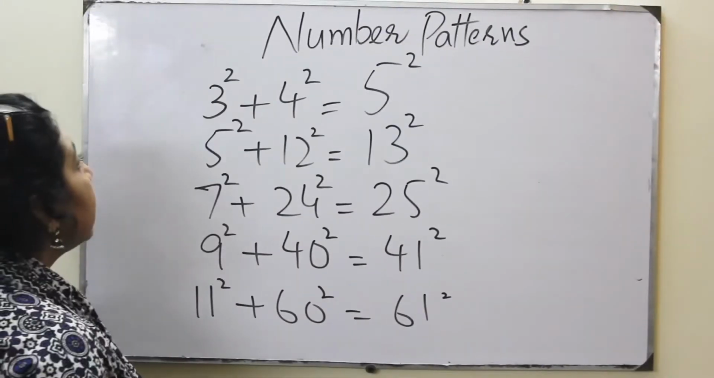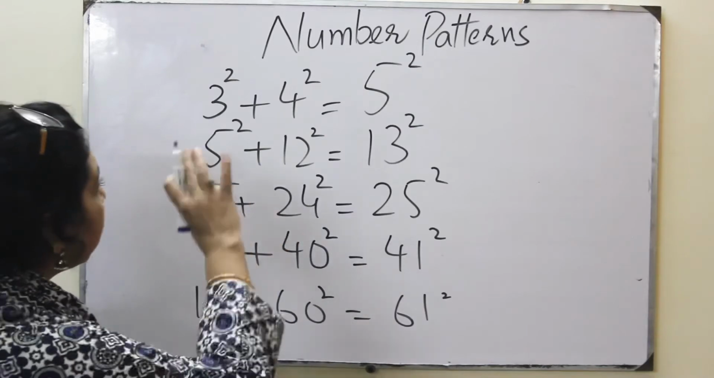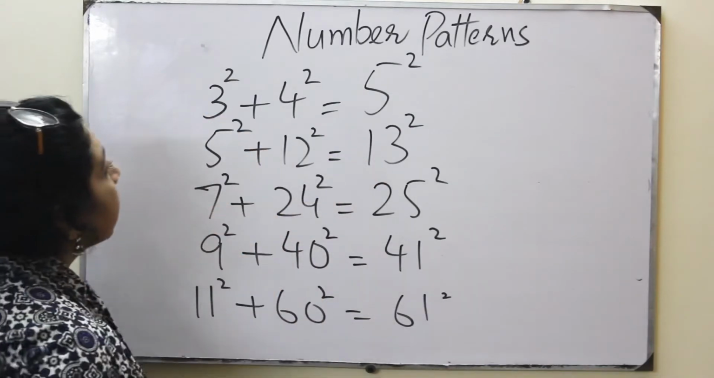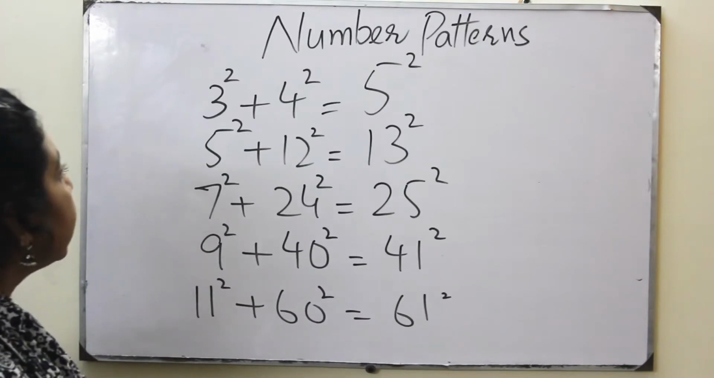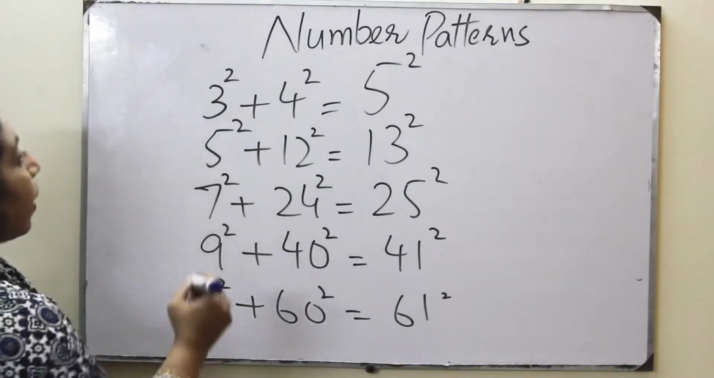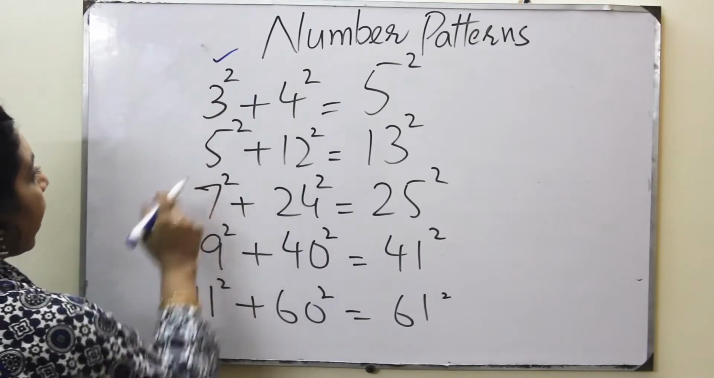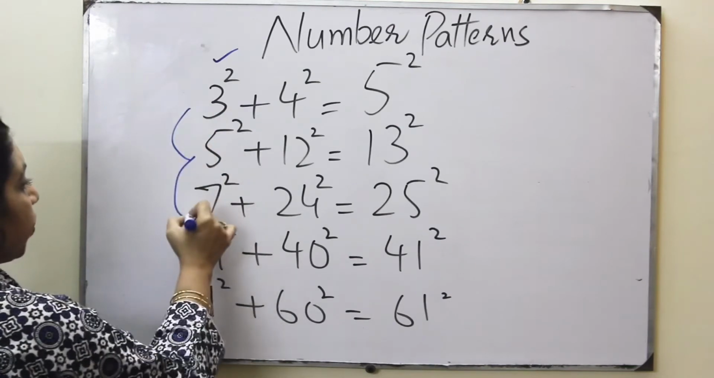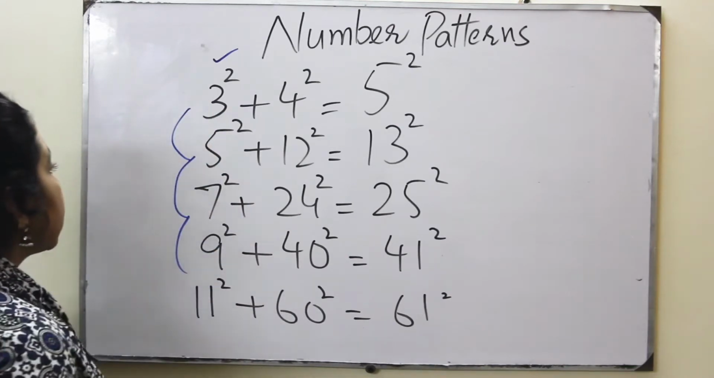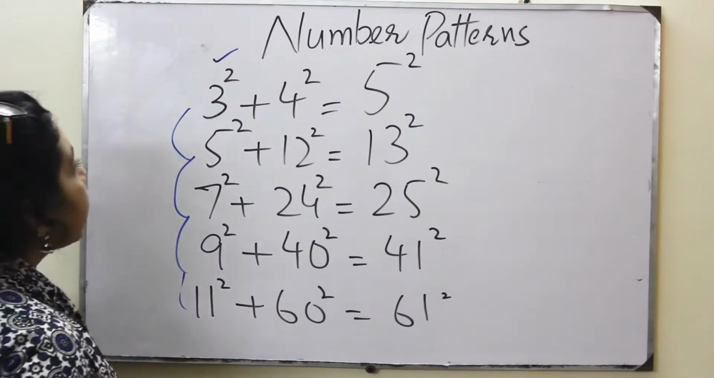The next pattern is looking quite complicated as we do not have a clear-cut sequence here, and we have to find the next two terms. So I shall start from the first number. This is 3 square, then 5 square, then 7 square, 9 square, 11 square. You can see there is a gap of 2: 3 plus 2 is 5, 5 plus 2 is 7, 7 plus 2 is 9, 9 plus 2 is 11. So we have to find the next two terms.